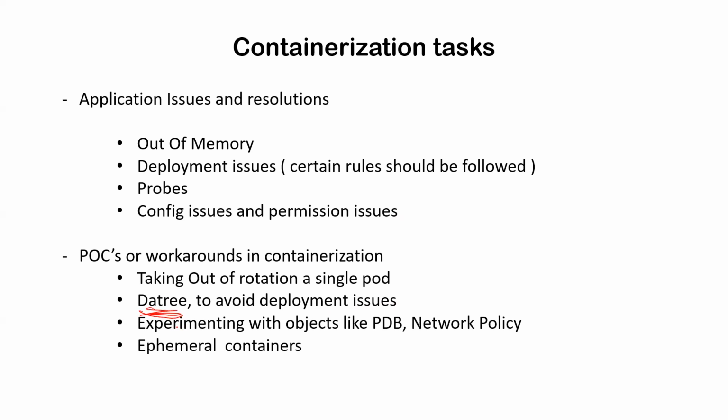So that's where we came across a tool called Datree. Datree is a tool that identifies misconfigurations in Kubernetes manifest files and also in Helm charts, and it can be used as a Git hook, or in a Jenkins pipeline, or if you're using any CI/CD tools like GitHub Actions or Azure DevOps, we can integrate with those also and identify the misconfigurations.